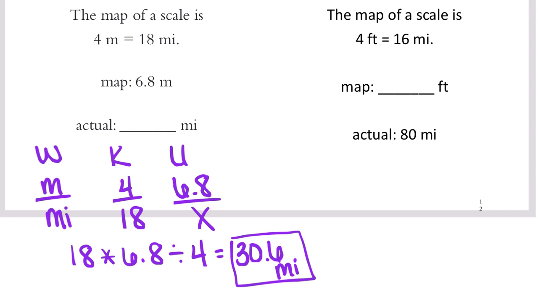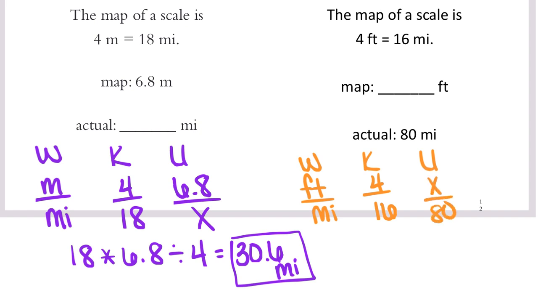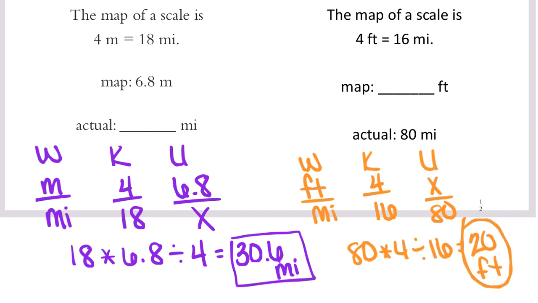For my W, I did feet over miles. Okay, Lucy did feet over miles. Good. And then for my known, I did 4 over 16. Correct. For my unknown, I did X over 80. Very good. And then I did 80 times 4 divided by 16, and I got 20. Got 20 feet. Very good.